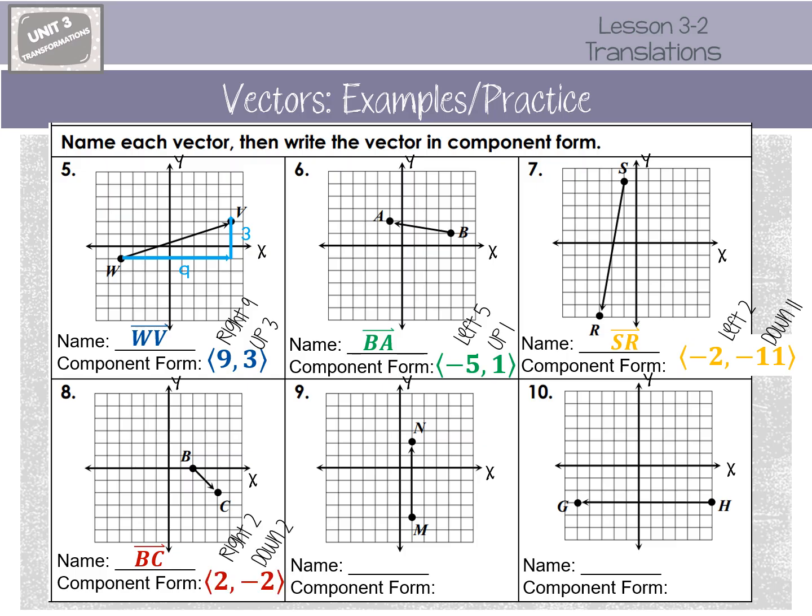And we are going right 2 and down 2. And that is a component form of the vector. Number 9, let's see, initial point is M, terminal point is N, so we have vector MN. We are not going left or right, but we are going up 6, so no change in the x, up 6, so positive 6. Number 10, initial point H, terminal point G, so vector HG. Let's see, we are going left 11, but no change in the y. So that's the component form of that vector.